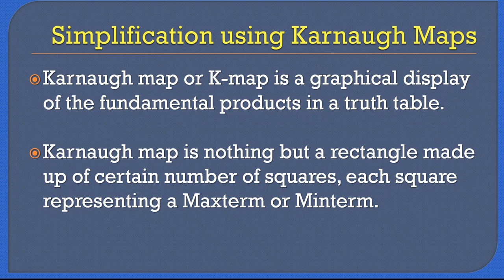Karnaugh map is nothing but a rectangle made up of a certain number of squares, each square representing a max term or min term. That means the squares will hold the output column, because the output will be based on the input. Based on that output, you will get either a max term or a min term. So basically a K map is a rectangle which has some square boxes, and we will be discussing what those are.